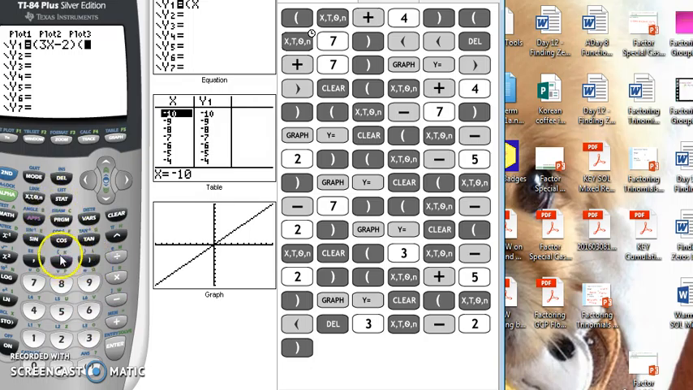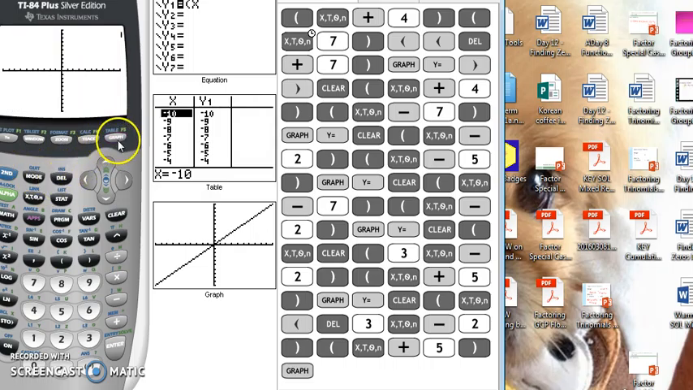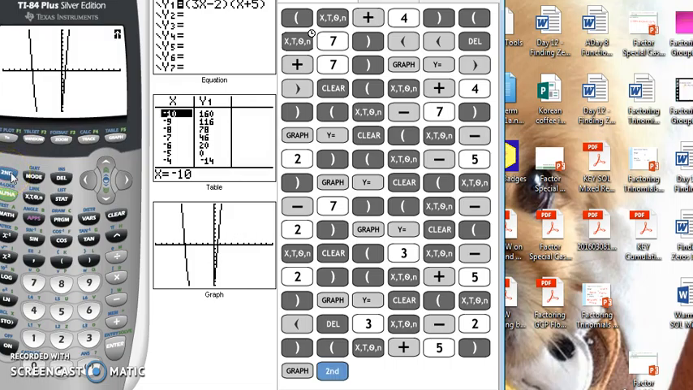So you probably already have that. And then x plus 5. And then after you type in these two, you're going to press graph. And then you're going to press second. And then you're going to press here, trace.